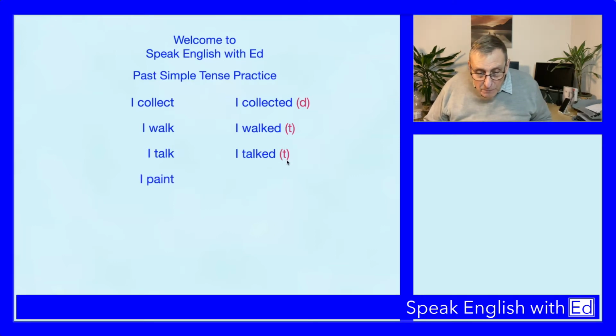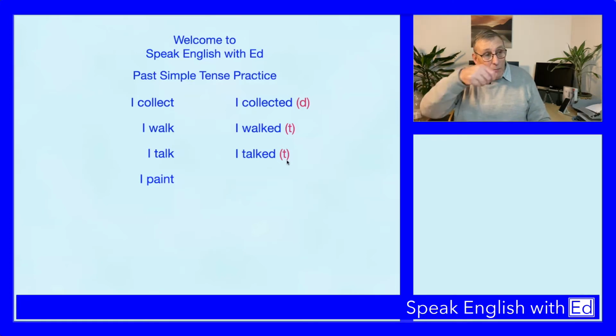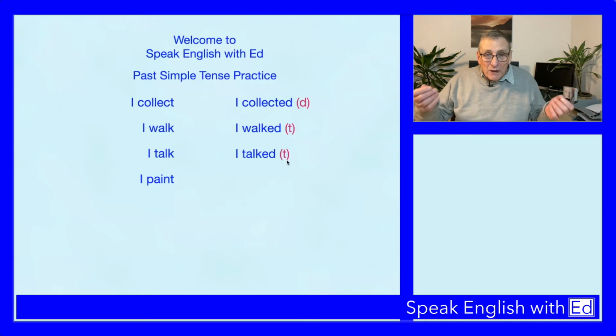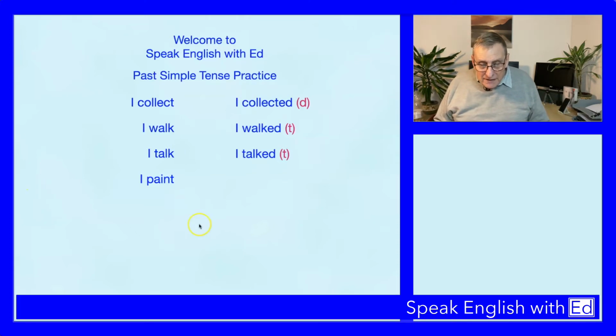And the last one on this page is I paint. Now, I paint like an artist. I paint landscape pictures. I don't paint, I'm hopeless at painting, but the verb would be I paint. So what's the rule here? Paint. Well, we've still got two consonants, N and T. So we add ed and it becomes painted, painted.